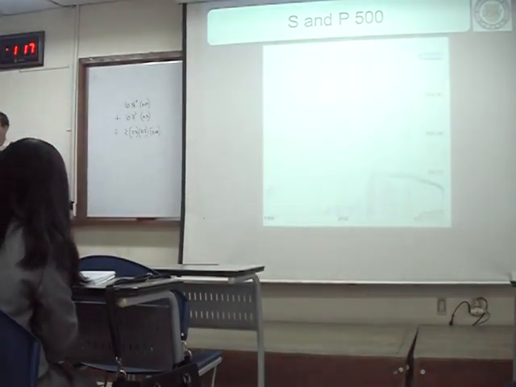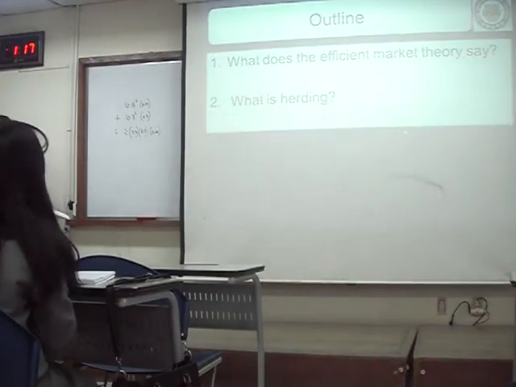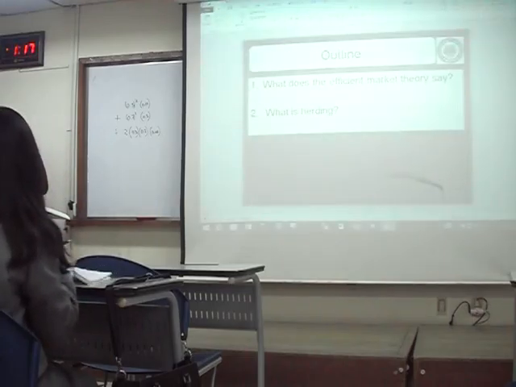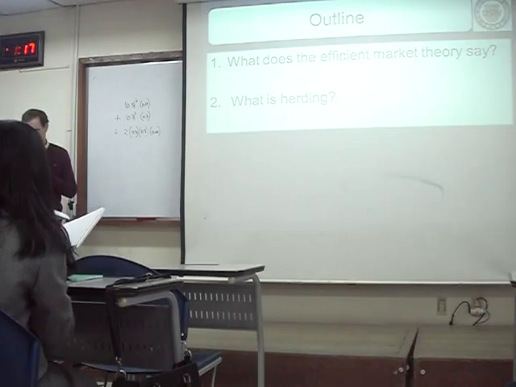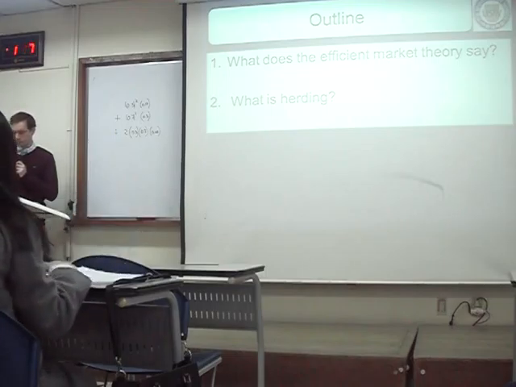Now, let's discuss the questions. What does the efficient market theory say and what is herding? We can see those questions in our book on the question page. You can look at pages 20 and 21 to help you answer the question, and the question is on page 26.